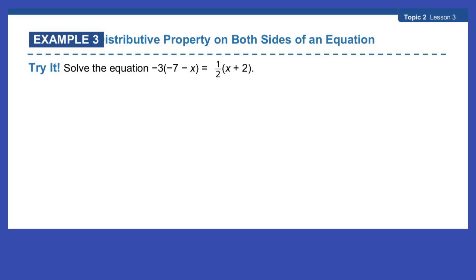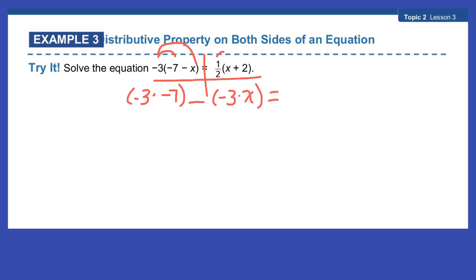Whoops, no we don't, because I used the wrong marker. Let's do it this way. All right, here we go. I'm going to take negative 1/3, or negative 3 times negative 7. It was subtraction. It's going to stay subtraction. Negative 3 times x. 1/2 times x. And 1/2 times 2.